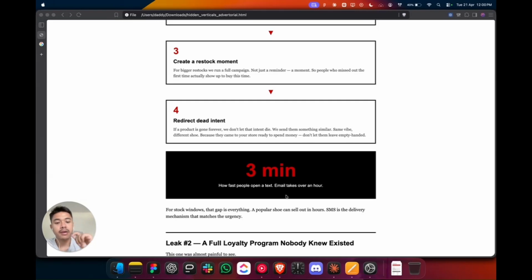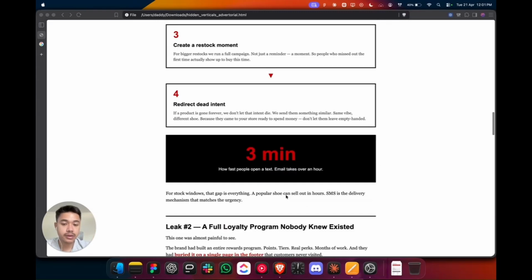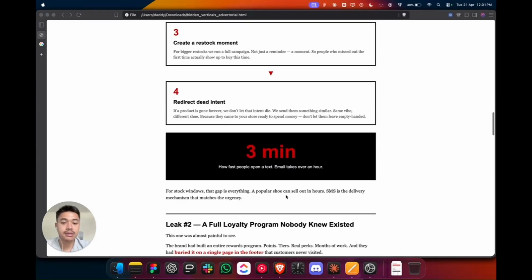Like I said, I'm emphasizing the importance of SMS marketing when it comes to retention marketing, because 3 minutes is how fast people open a text. This might be too long or too short, but I'm going to say it again: 3 minutes is the time it takes for a person to open a text, right? So you get the importance of SMS marketing when it comes to restocks like this.